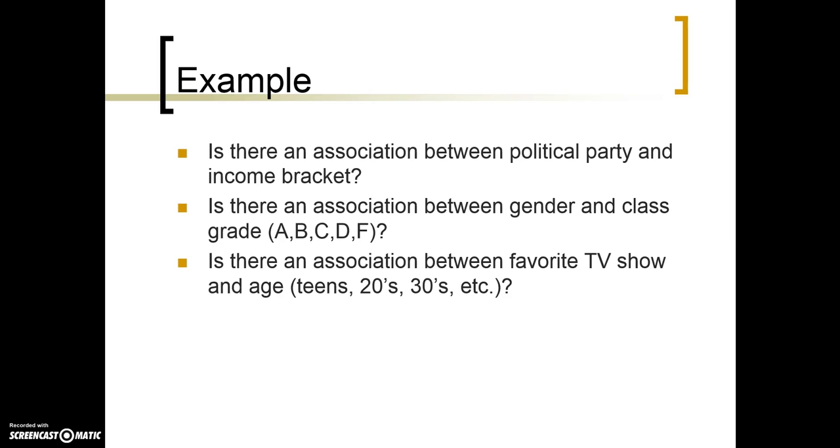Examples. So there's a bunch of different uses for this. We could look at an association between political party and income bracket. We could look at associations between gender and class grade if the grades were A, B, C, D, and F. If we had continuous variables for grade, so if we had 67%, 92% for everybody, then that would be a T test. Here we just have groups, categories for grade by categories of gender. We could also look at favorite TV show. So categories of show and age, if we group age into teens, 20s, 30s, 40s, 50s, etc.